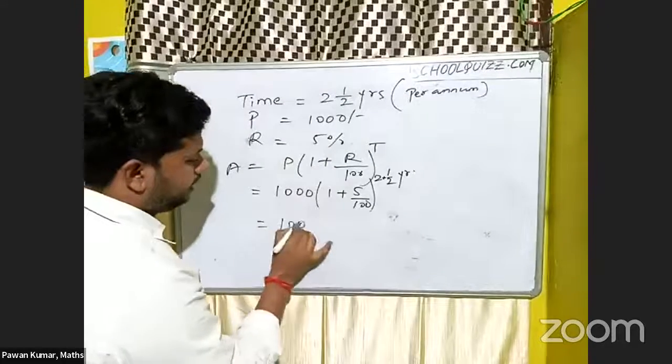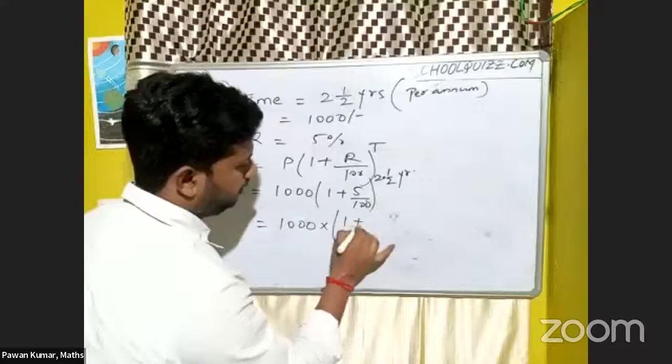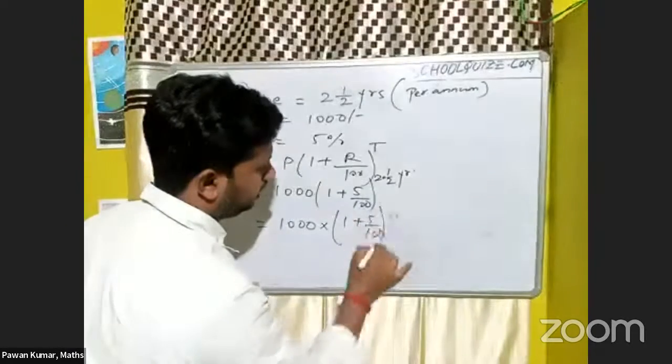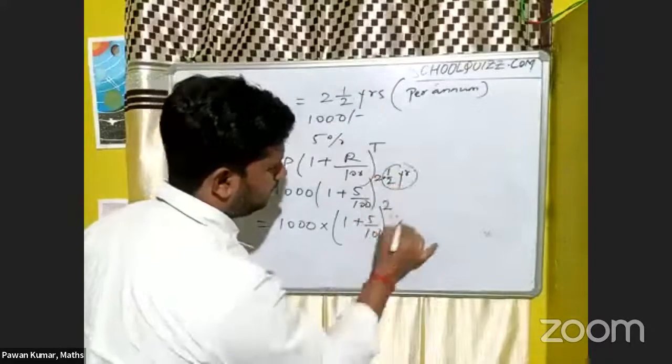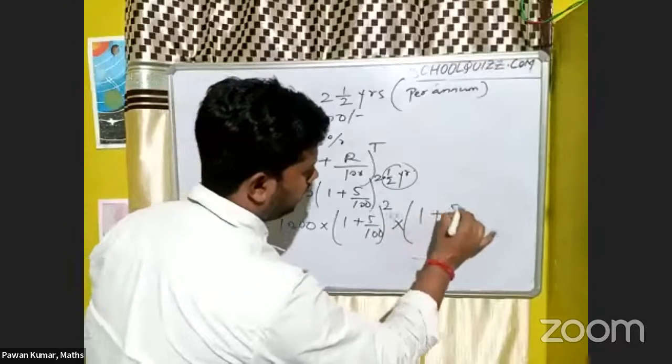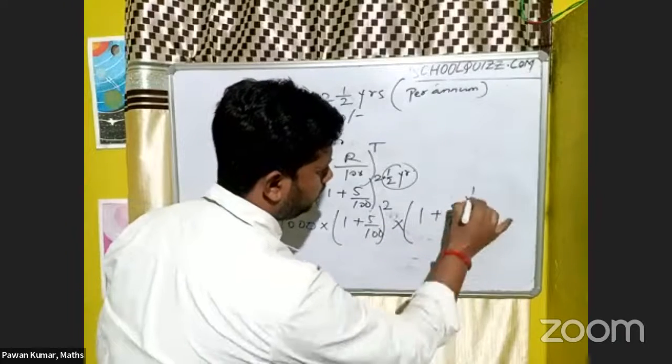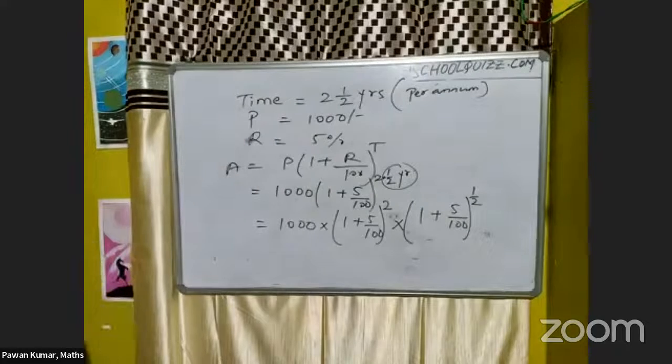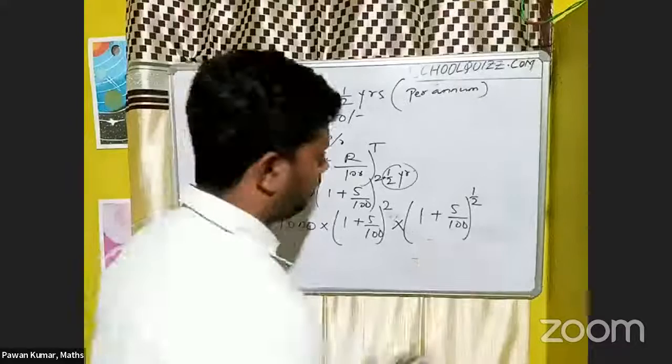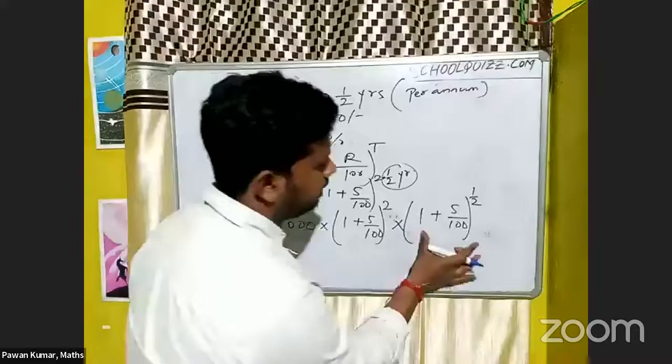So can I write it as 1000 into 1 plus 5 by 100 into 2, and whatever power is there, into 1 plus again 5 by 100 into 1 by 2. Can I write? Yes, sir. I can write or not? Rani, did you understand this? Yes, sir.